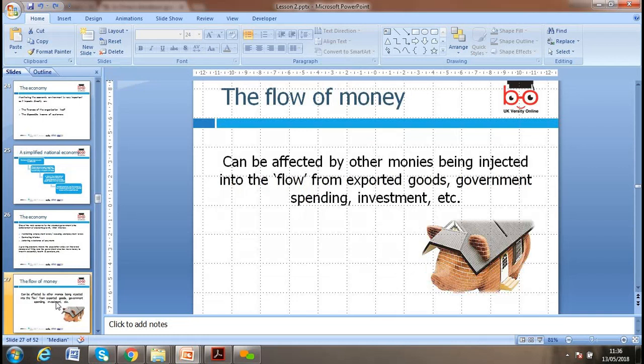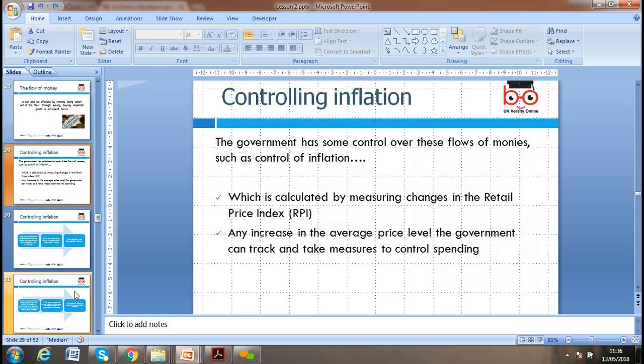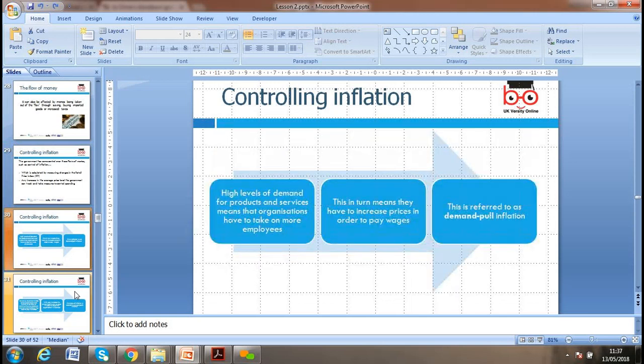The flow of money can be affected by money injected into the flow from exported goods, government spending, and investment. It can also be affected by money being taken out of the flow through saving, buying imported goods, and increased taxes. The government has some control over the flow of money, such as control of inflation, which is calculated by measuring the change in the retail price index. Any increase in the average price index, the government can track and take measures to control the spending.